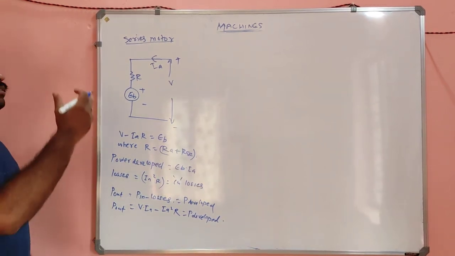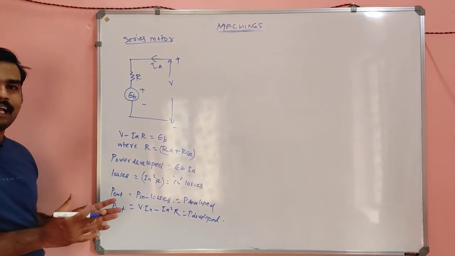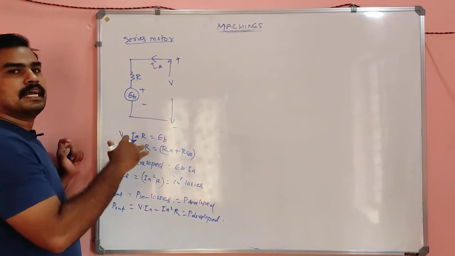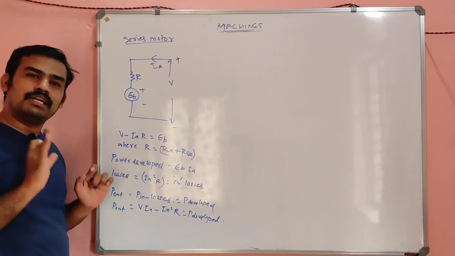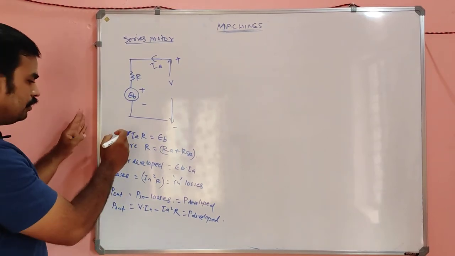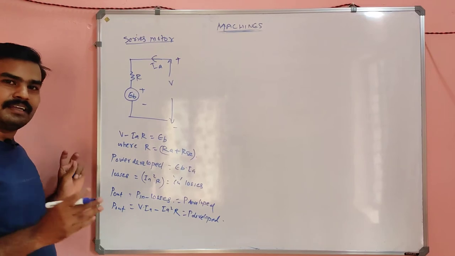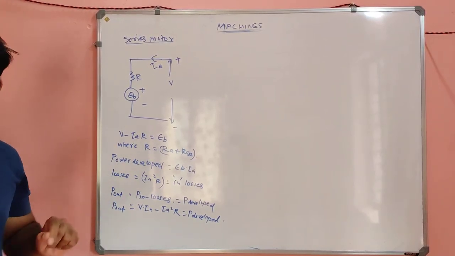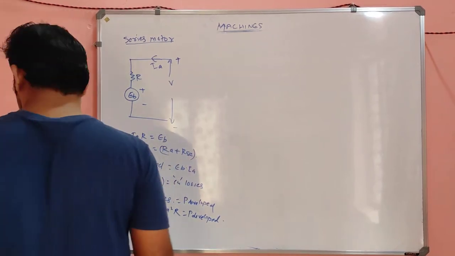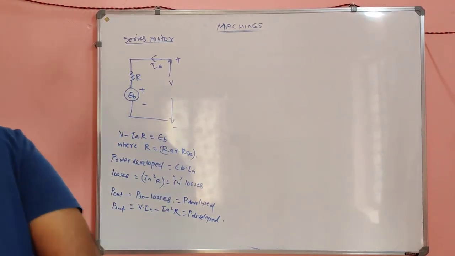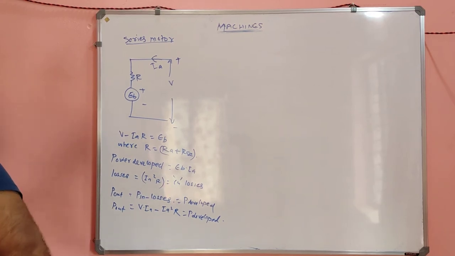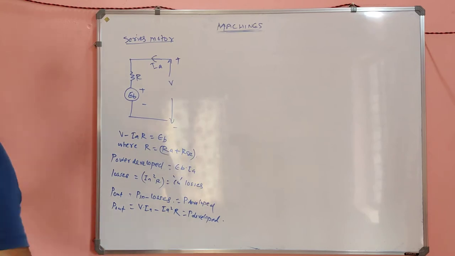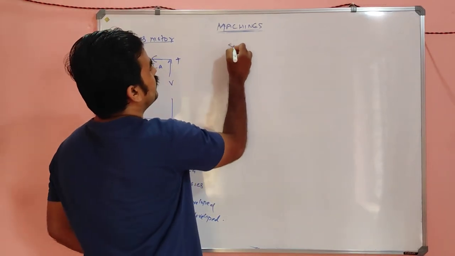Now this equation need not be remembered all the time. You just remember this diagram only, my dears. Whenever the demand is there, you can rearrange the equation and write it. No need to learn it by heart in this order. You just have to think and write the corresponding equation whenever it is needed. So that's the series motor equation. Next, series motor characteristics.